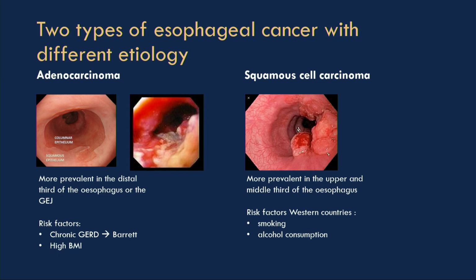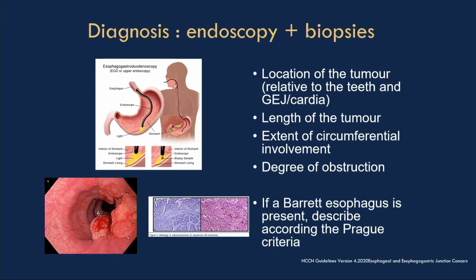Then you have the squamous cell carcinoma, which is more prevalent in Asian countries and in Africa, and less prevalent over here. When we encounter it in Western countries, it is often associated with smoking and alcohol consumption. These tumors are found more proximally, in the upper or middle third of the esophagus.